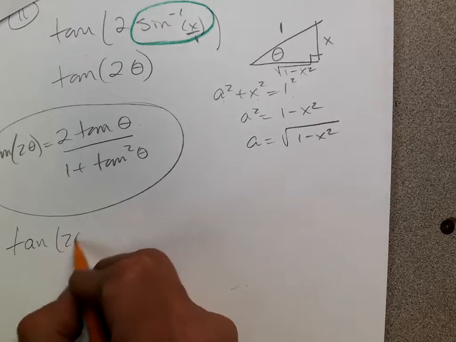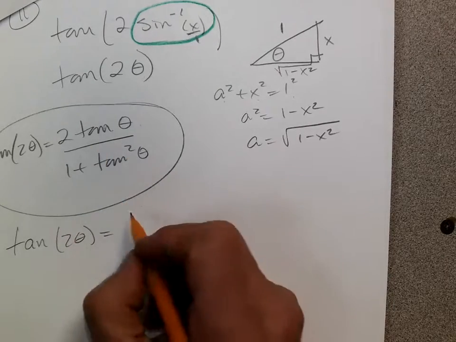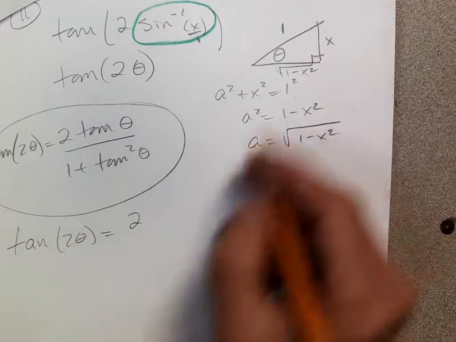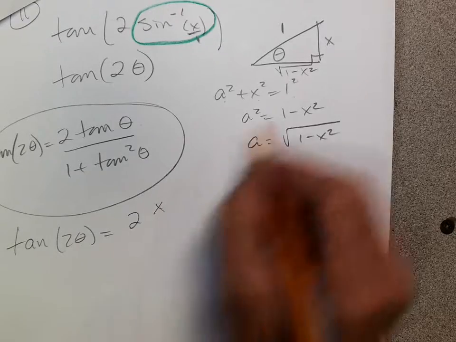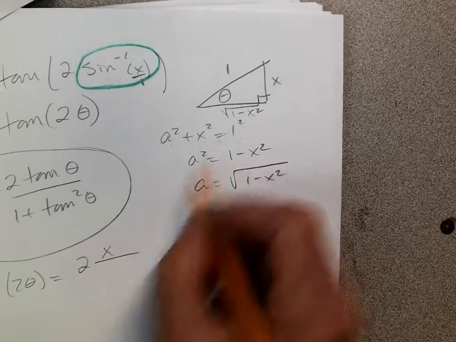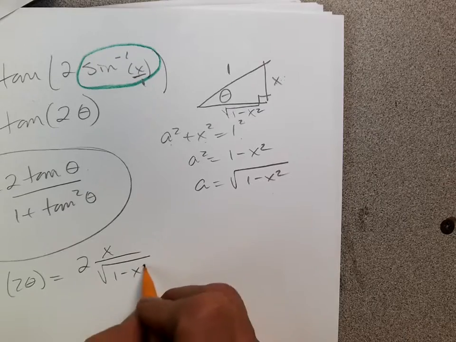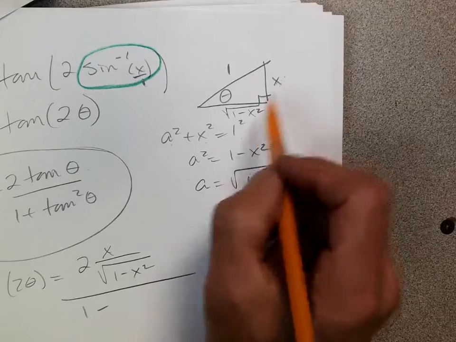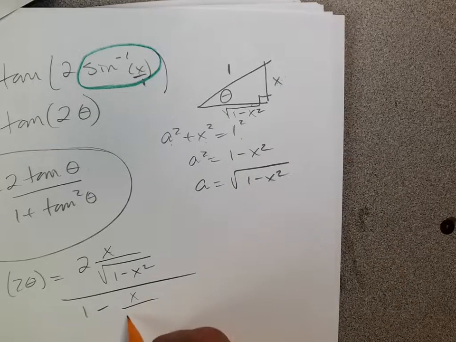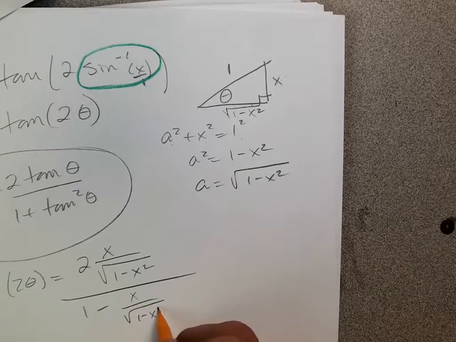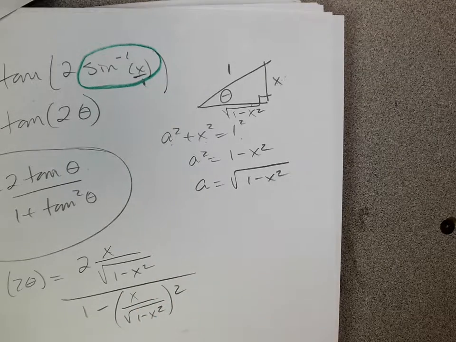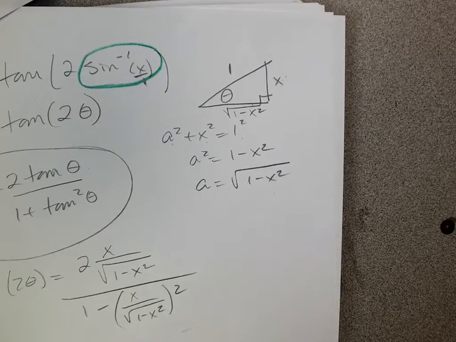So let's do this. Tangent of 2 theta would equal 2 times the tangent of theta, opposite over adjacent. So we're going to get x over the square root of 1 minus x squared, all over 1 minus my opposite over adjacent squared, my x over the square root of 1 minus x squared, and then squared. That is a mess. Let me simplify this a little bit, and then I remember this from last year.